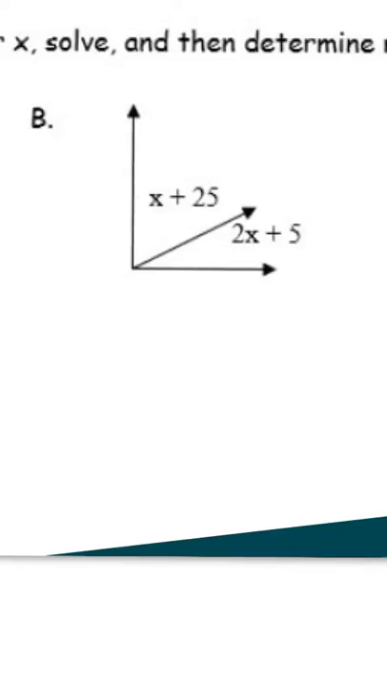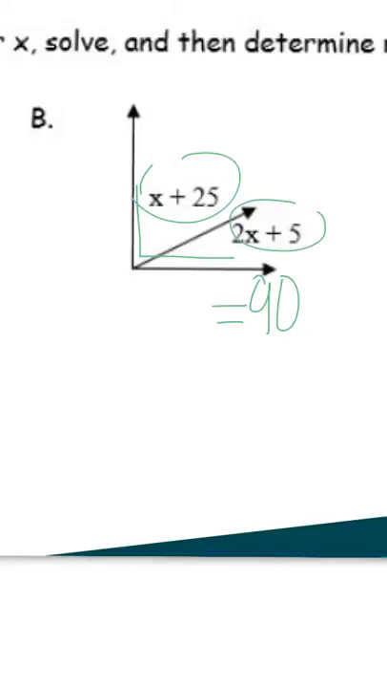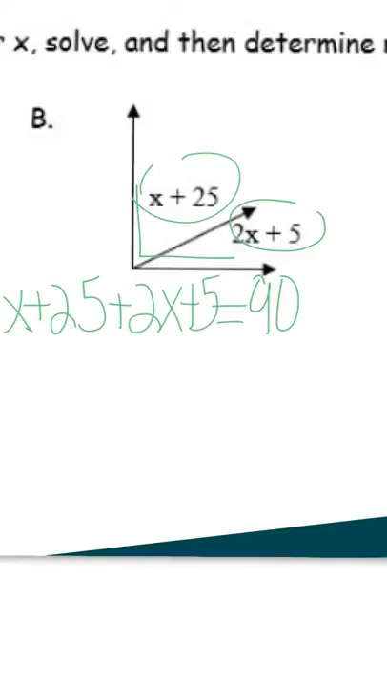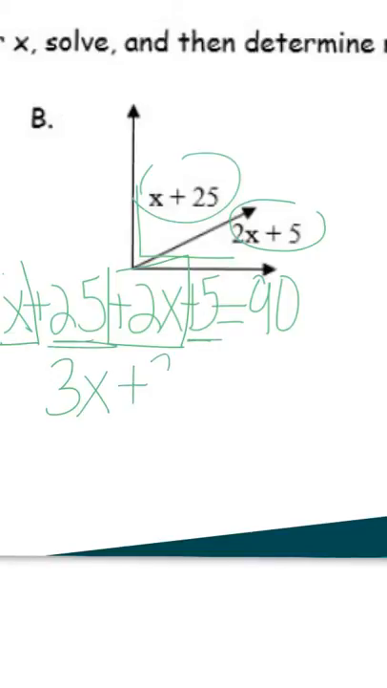In part B, we can see that we have a right angle here, and that it will equal 90 degrees. Our two angle measures are x plus 25 and 2x plus 5. So we're going to write x plus 25 plus 2x plus 5 will equal 90 degrees. Now it's time to solve. You can combine like terms. We have a 1x and a positive 2x, which will be 3x. Then we have a positive 25 and a positive 5, and that's a positive 30. Then bring down equals 90.